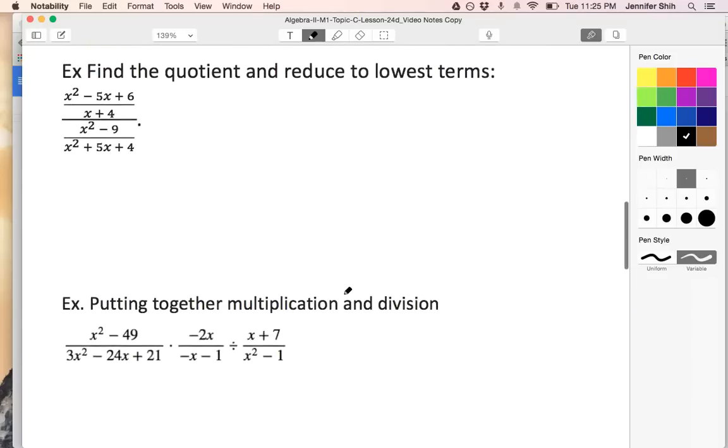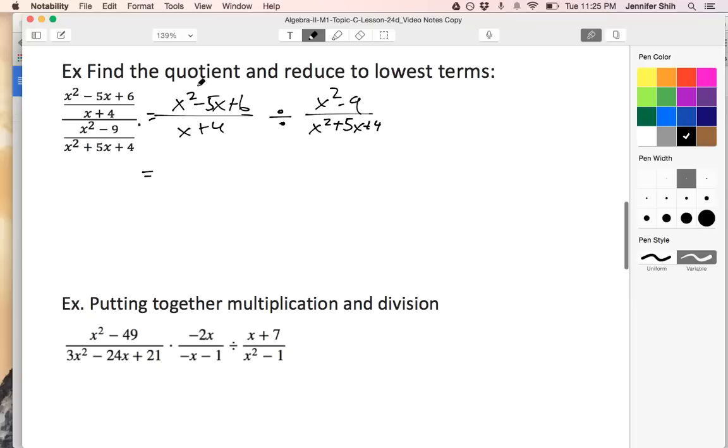Moving on, we have two examples, and we're going to find the quotient and reduce to lowest terms. What we're also going to do is call out any of the values that make this expression undefined. So I'm going to take this complex fraction and rewrite it into something that looks more familiar to me. I need a division symbol, and then I have x squared minus 9 over x squared plus 5x plus 4.